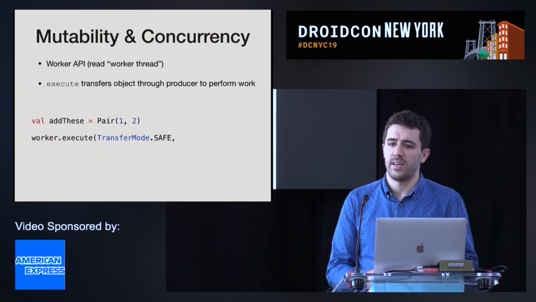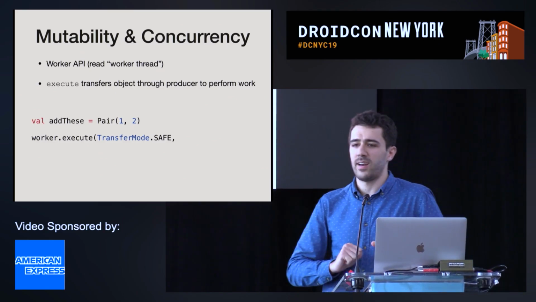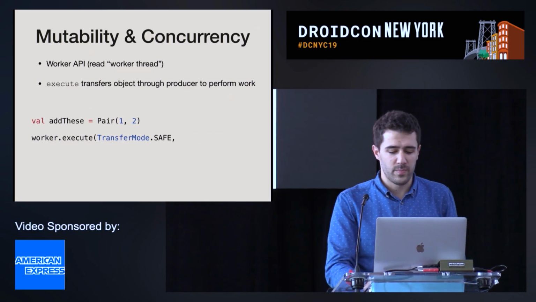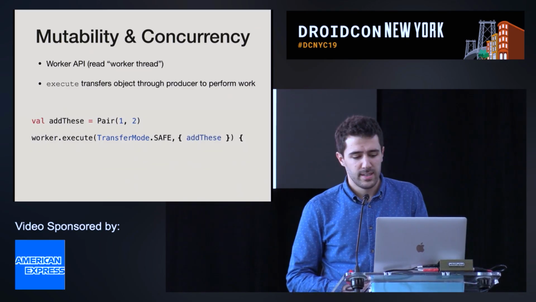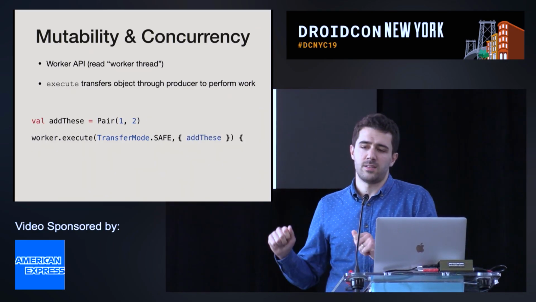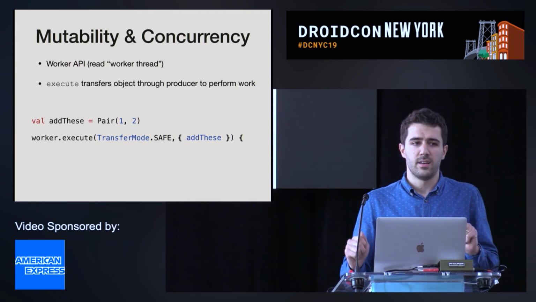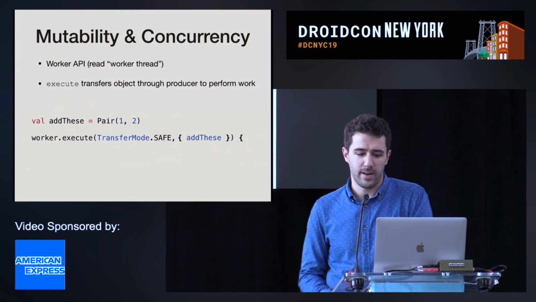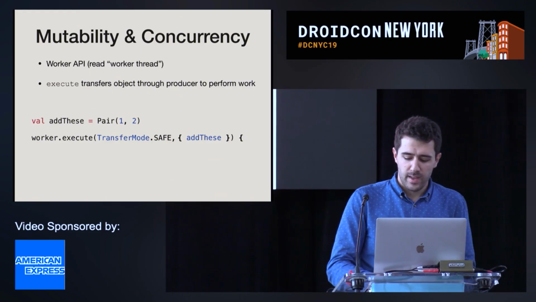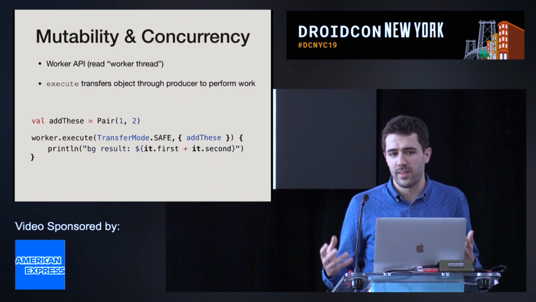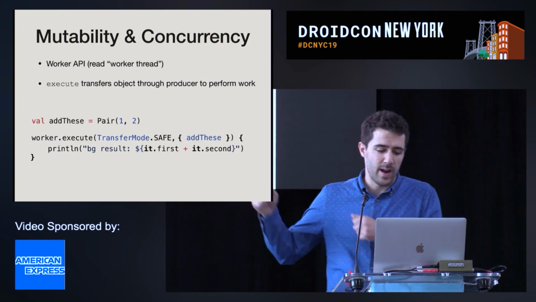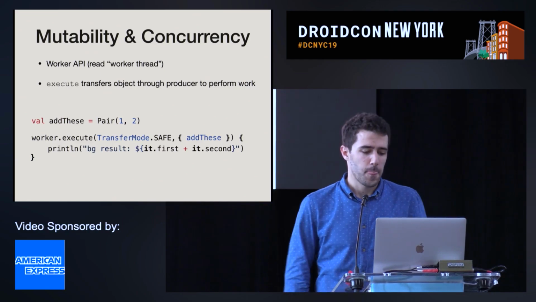But essentially what this means is that Kotlin Native is going to safely transfer that object to the background, following all those rules I just laid out. Next comes that producer block that I mentioned. The whole job of this producer block is to essentially return an object to then transfer through for use in your background Lambda. And then finally, you pass it the Lambda that you want to execute as your background work. And so again, add these becomes the parameter for that block.